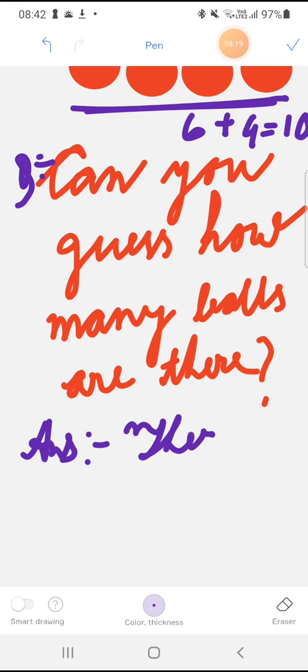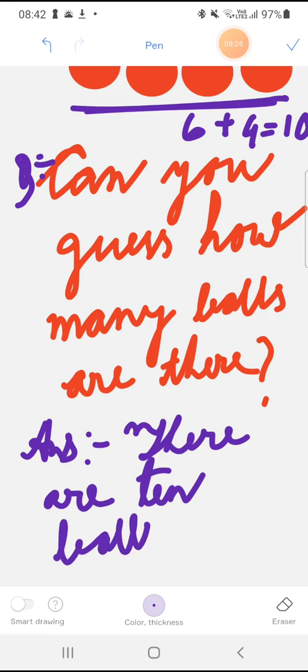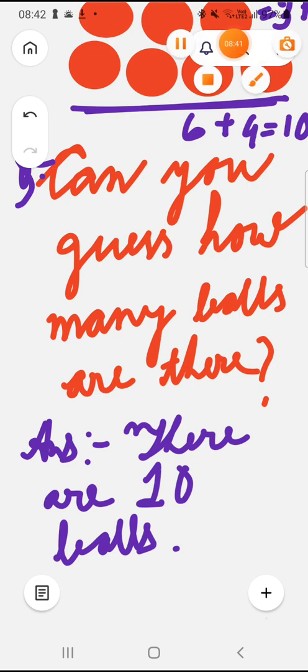There are 10 balls. So now you can count anything. 10 you can write down this way, or you can write down this way also, in digit numbers. There are 10 balls. So you have learned now how to count. I hope you can count anything now if things are arranged like this.